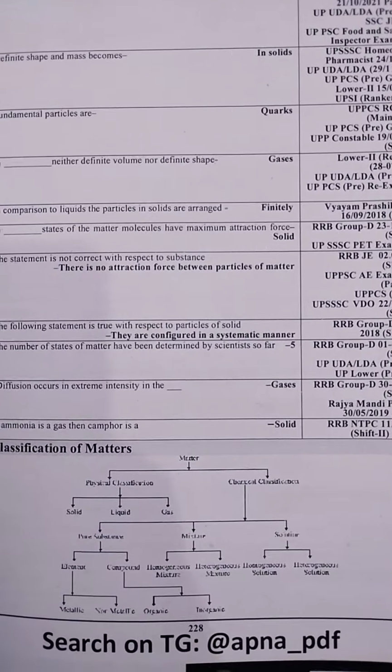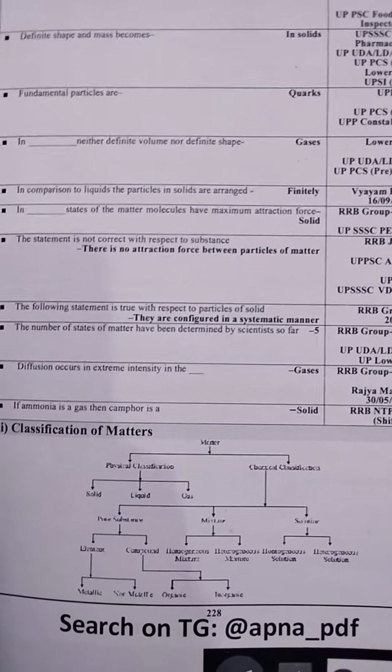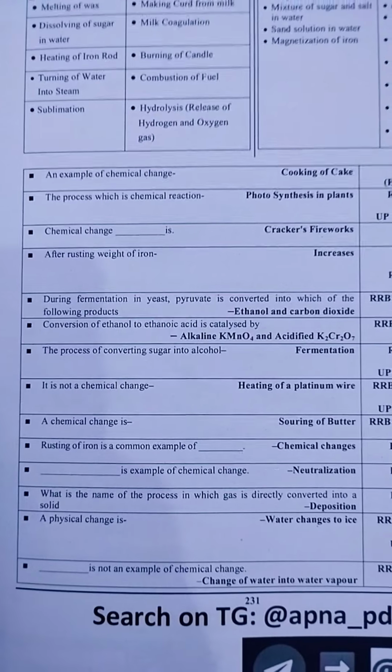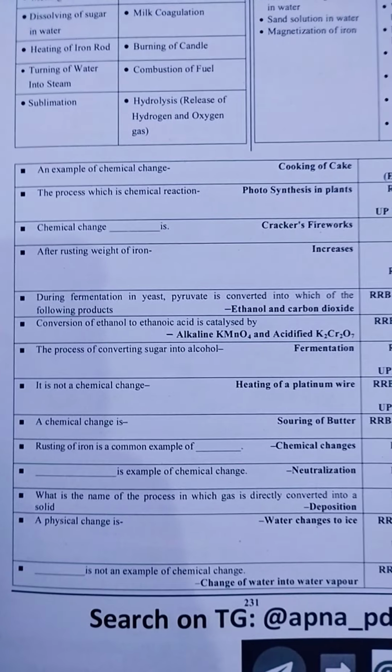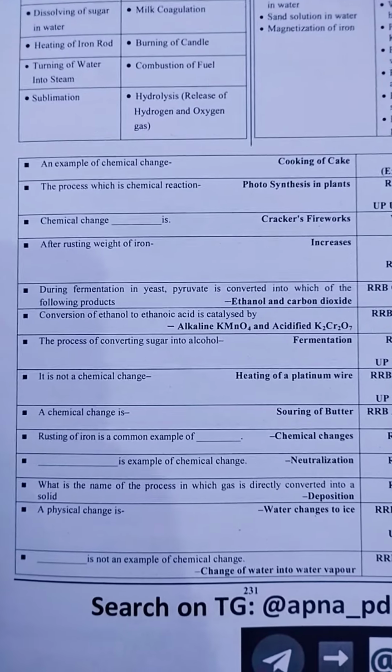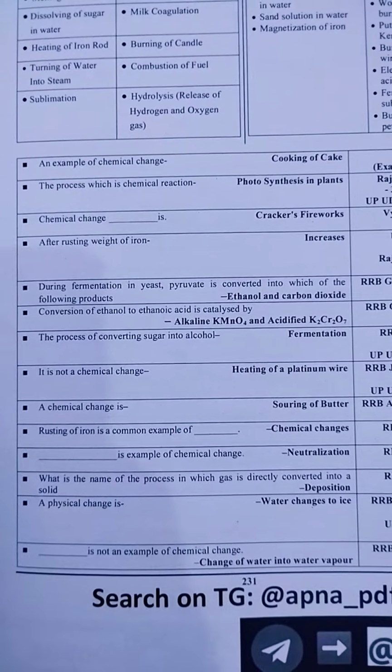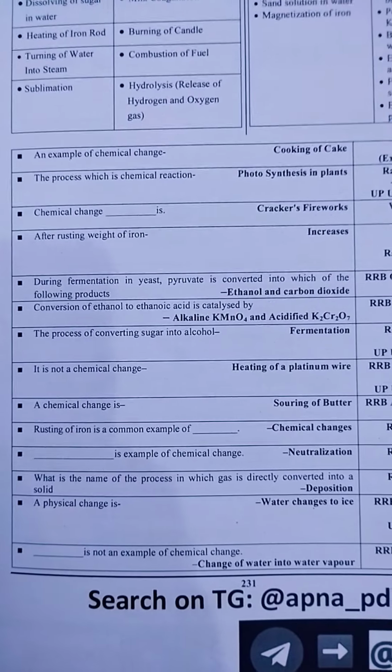Diffusion occurs with extreme intensity in gases. If ammonia is a gas, then camphor is a solid. An example of chemical change: cooking of cake. A process which is a chemical reaction: photosynthesis in plants. Chemical change: firecrackers. After rusting, the weight of iron increases.